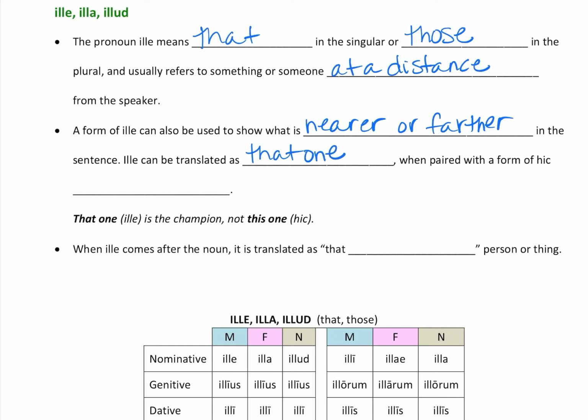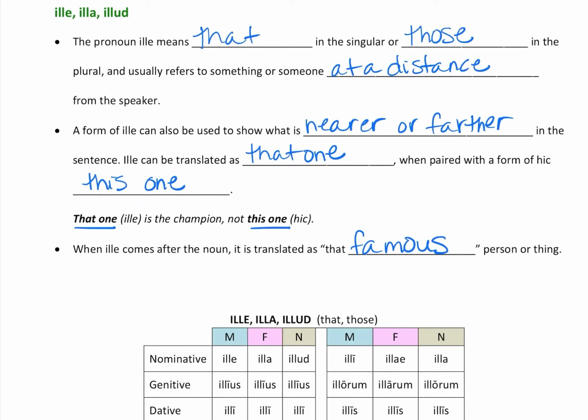when paired with a form of haec, this one. So you could have two of these pronouns put together. So if I said that one, ille, is the champion, not this one, haec. So two things together. So when ille comes after the noun, it is translated as that famous person.